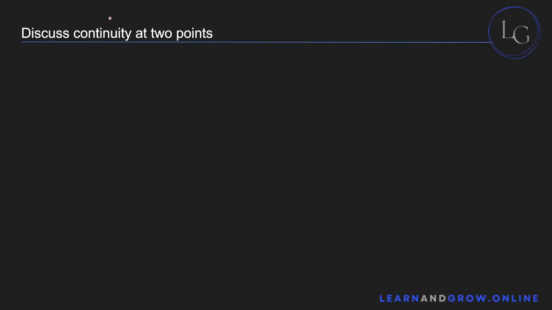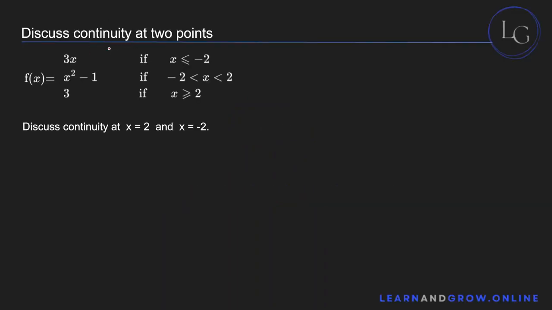Let's discuss the continuity at two different points of a function. This is the function given to us, and it says that we have to discuss the continuity at x equal to 2 and x equal to negative 2. So let's first do x equal to 2.